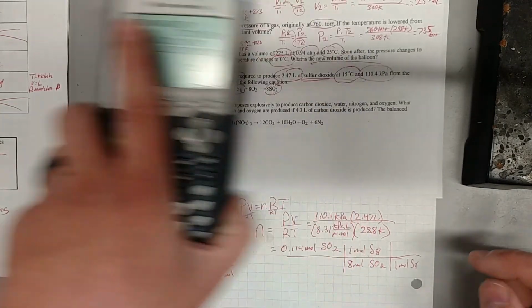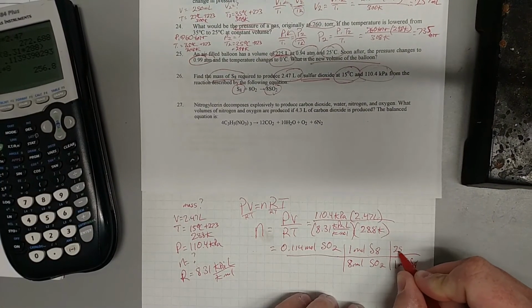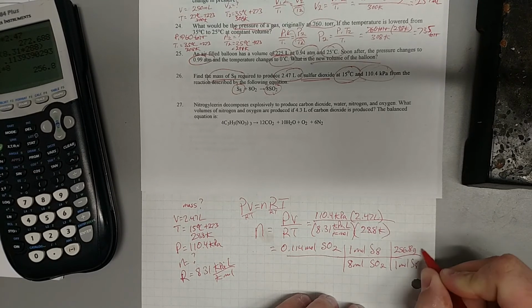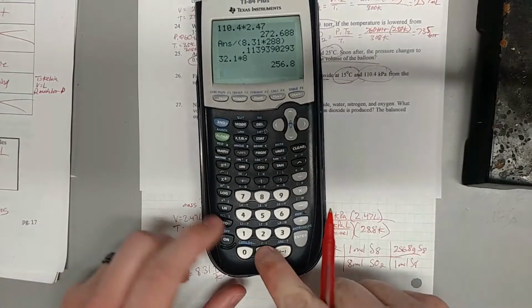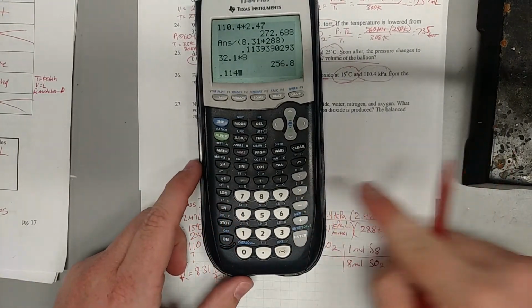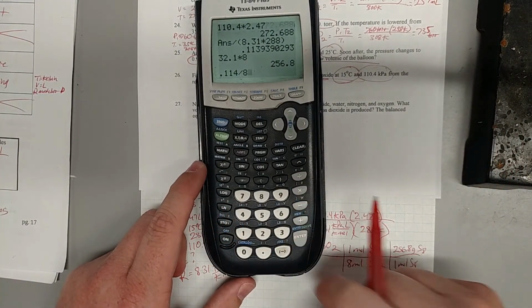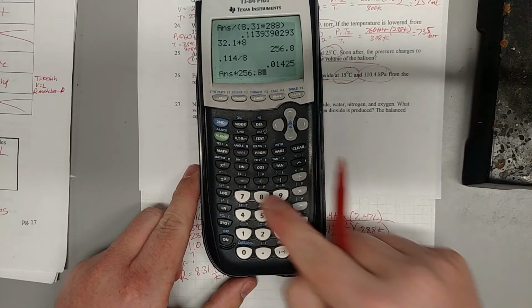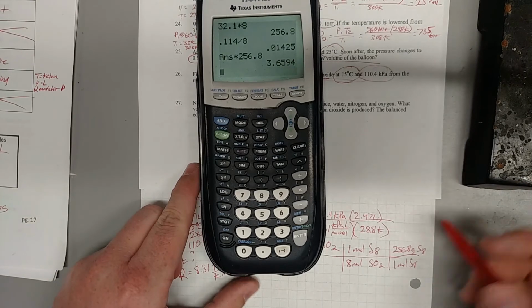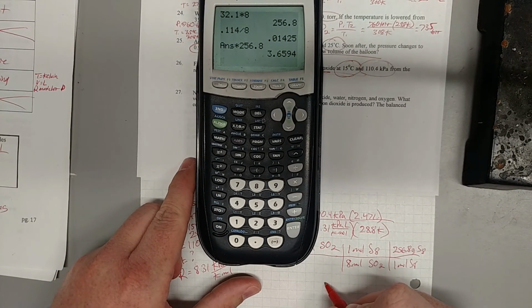So now we take the answer, our 0.114, and we're going to divide it by 8. And then we're going to multiply it by 256.8. And so that gives us 3.7 grams of S8. Gas stoichiometry using the ideal gas law.